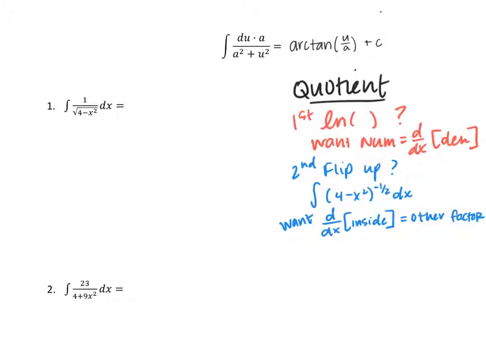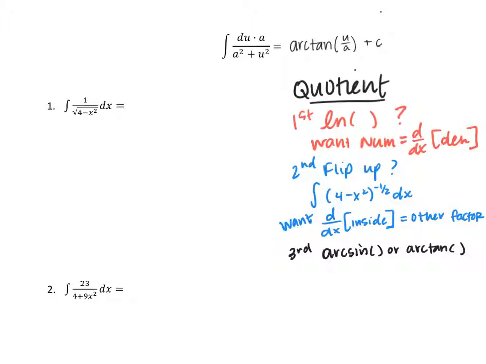Is this going to be one of the questions where I do my flip up? Probably not. I don't have that other factor there. So my third option is to look for it being arcsine or arctangent. Then I'm going to look to see, can I find the derivative's pattern for either arcsine or arctangent?